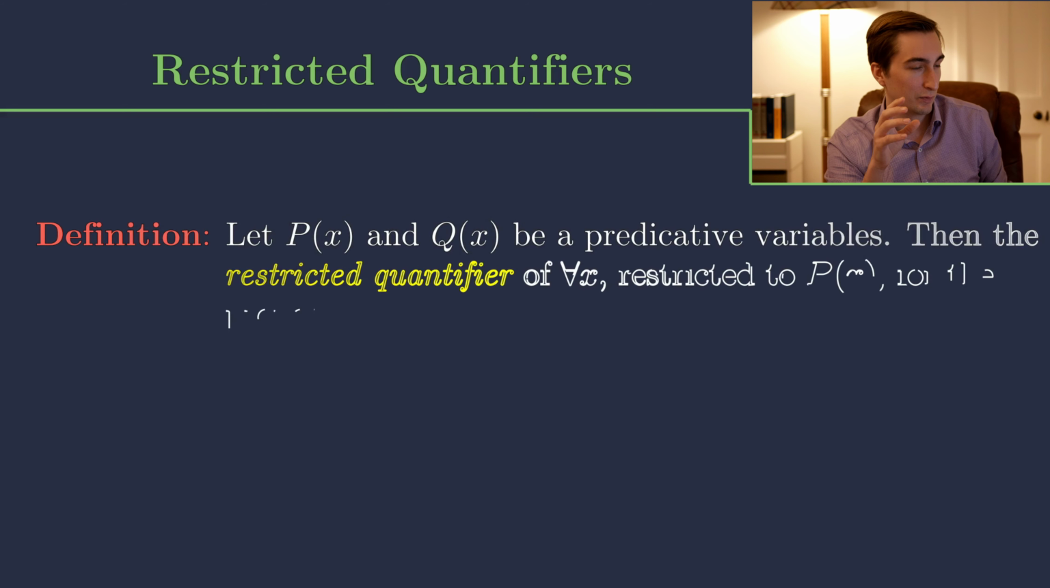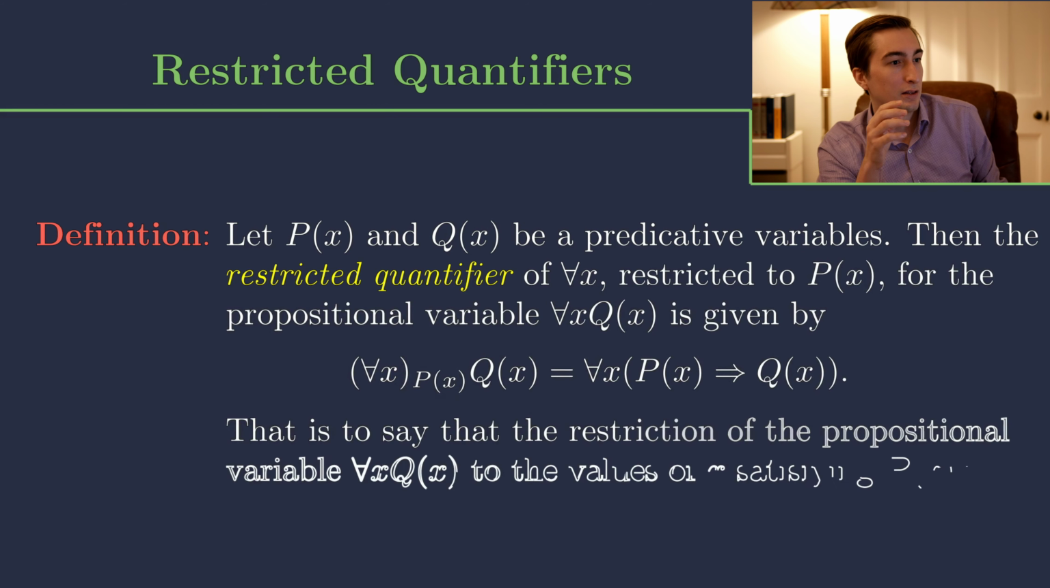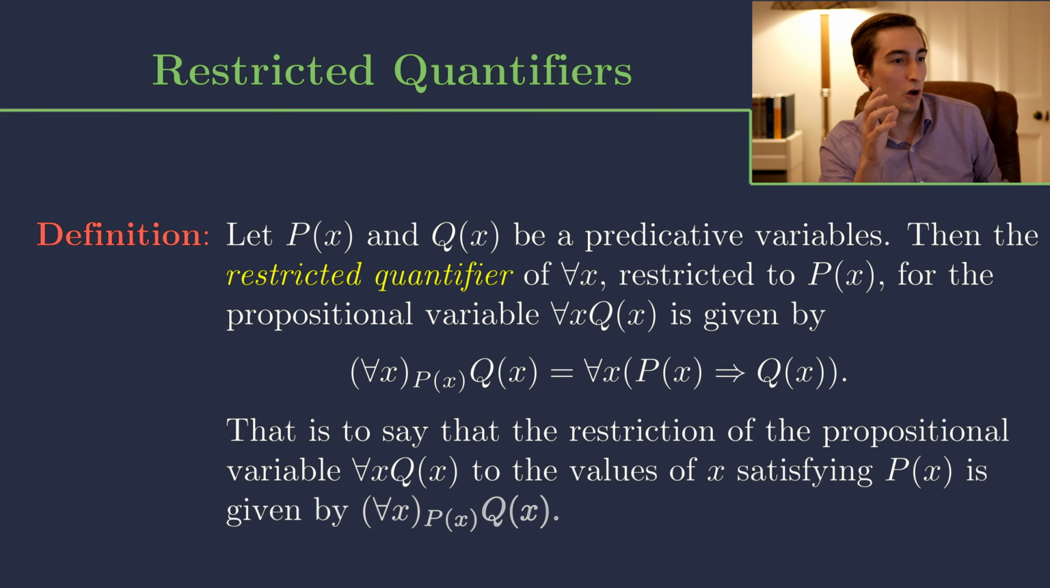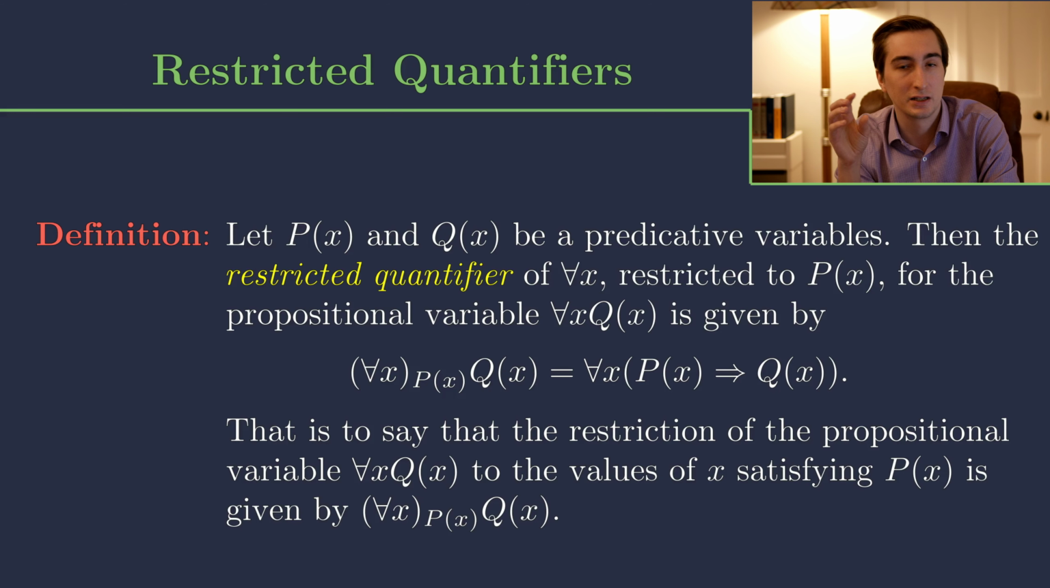This is going to be a restricted quantifier for a for all statement. So we take P of x and Q of x to be predicative variables. Then the restricted quantifier of for all x restricted to P of x, for the propositional variable for all x Q of x, is defined in the following way. We write it as for all x subscript P of x, Q of x, and we define it to be for all x, P of x implies Q of x.